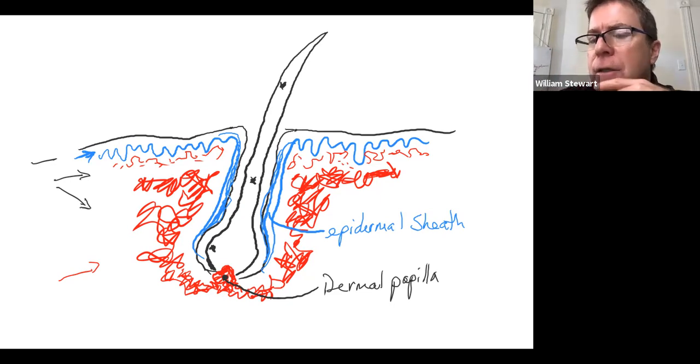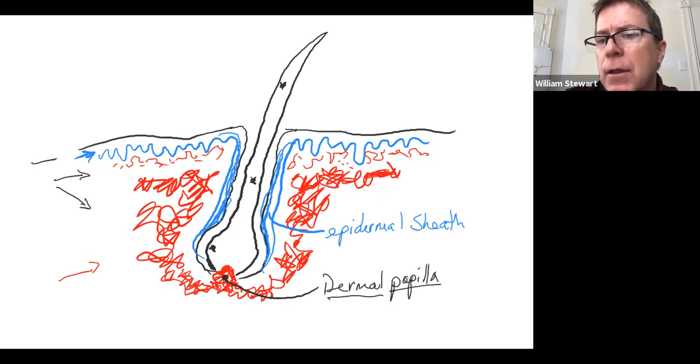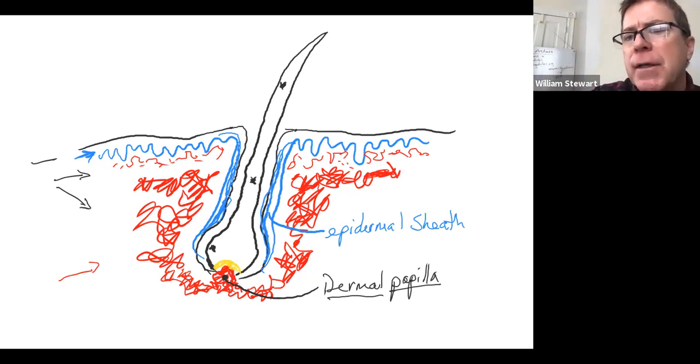Now, just like in the stratum basale, there's an area of this hair follicle way down at the base of the bulb where it meets the dermal papilla, where there's a lot of activity. That's where new cellular growth is. I'm going to try to use a different color. So I'll use yellow. This area right here is called the hair matrix.